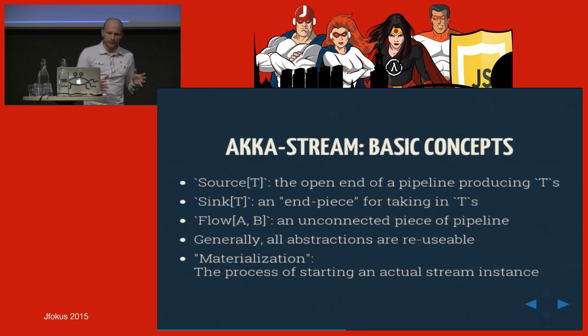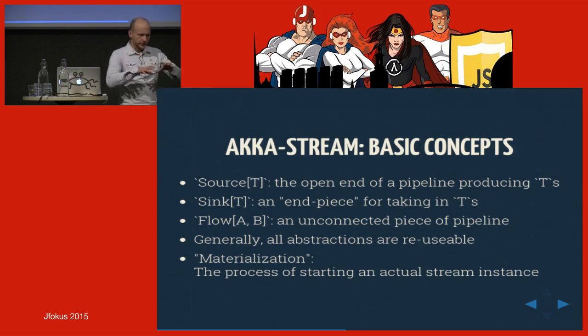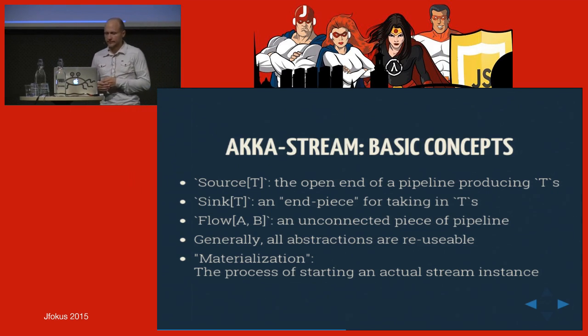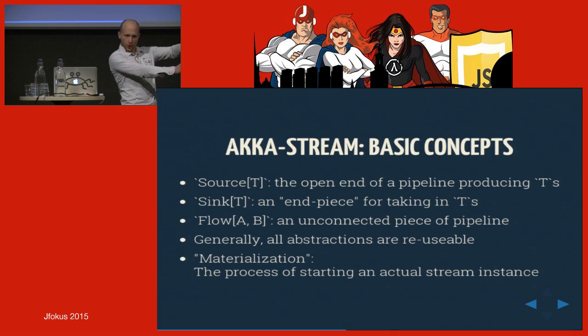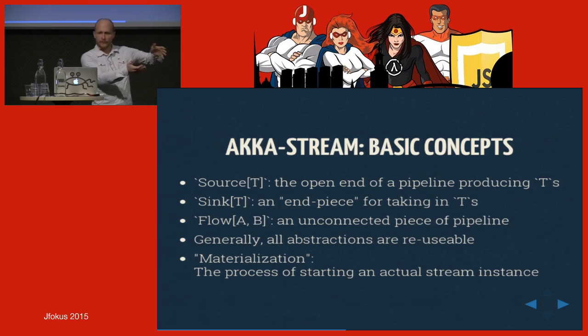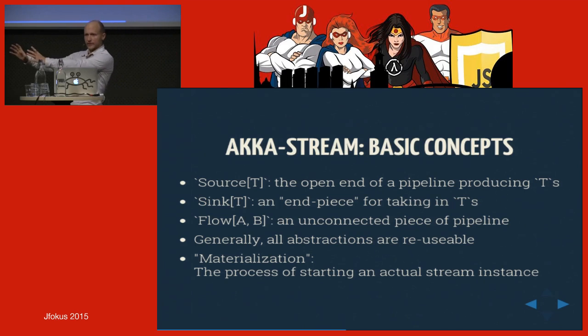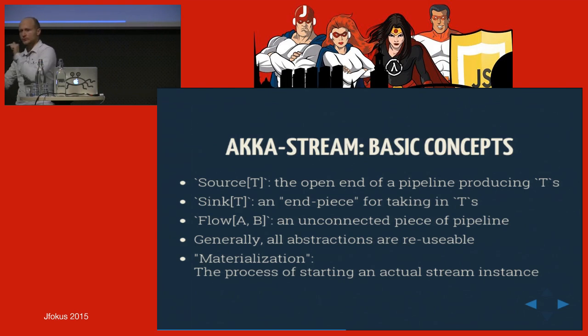It's very simple. Akka-Stream gives you a way to work with streams, and there are three or four concepts that we need to understand. The one is source. A Source of T is basically the end of a pipeline, the end of a hose that produces elements of type T. Very simple. And on the other side, you have a Sink. A Sink is just the opposite. It's like a terminator of a stream.